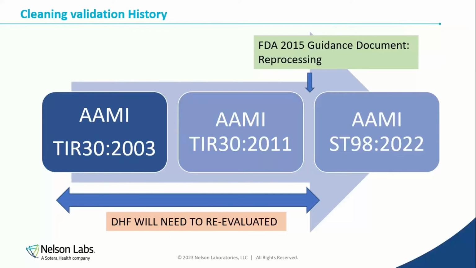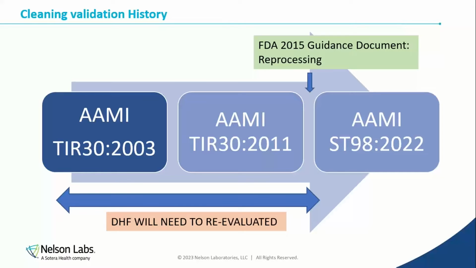Now, this is a history that I just want to give an overview of for cleaning validations, because that's what's been impacted the most for reusable devices. The rest has stayed the way it has, but this is what has been impacted the most. AAMI TIR 30, right? It was a TIR, a technical information report. So it's a recommendation they're giving to the industry on how to perform these validations.